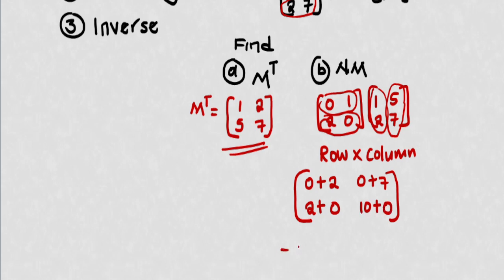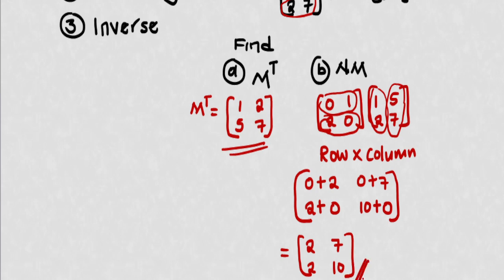Then we simplify. We're now going to say what is 0 plus 2, that is a 2. 0 plus 7, that is a 7. 2 plus 0, that is a 2. Then 10 plus 0, that is a 10, like that.